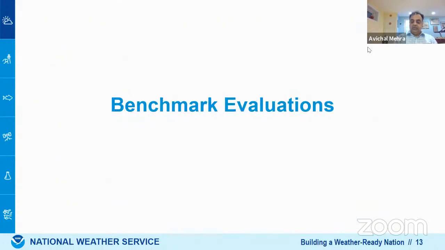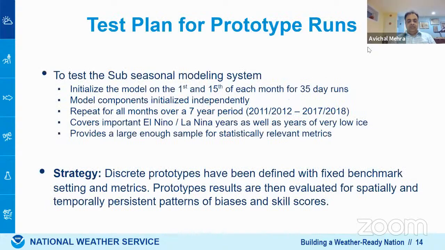Next, I'd like to go over some of the evaluations we have been doing. So here's the test plan which we have followed for all our prototypes. We initialize the system on the 1st and 15th of each month and conduct 35-day forecasts for each setup. And we're repeating this over a 7-year time period from 2011-12 to 2017-18. We chose this period because it covers important El Nino and La Nina years, as well as years of very low sea ice in the Arctic.